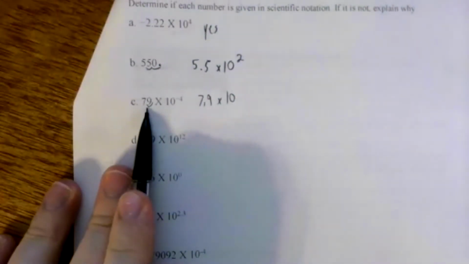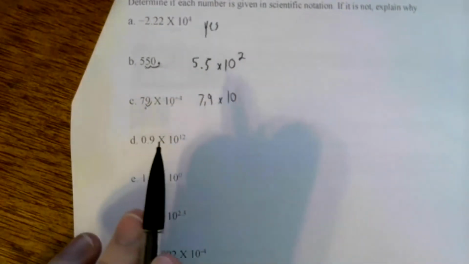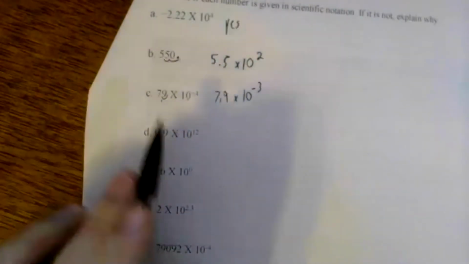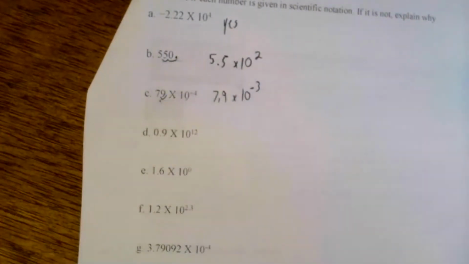So we're at 7.9 multiplied by 10. And we made this number smaller. So 10 to the -4 has to get bigger. So what we're going to do is add 1 to the exponent. So it's to the -3rd. Okay. So if we make this number smaller, the exponent has to get bigger, and vice versa, right? So if this gets bigger, this has to get smaller.